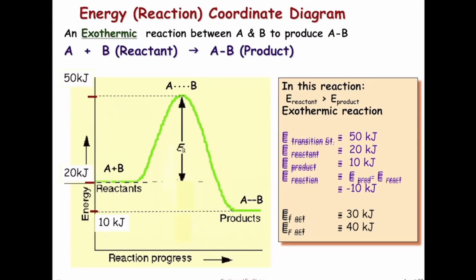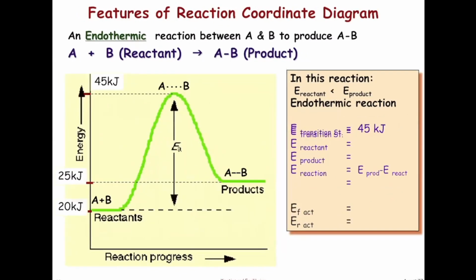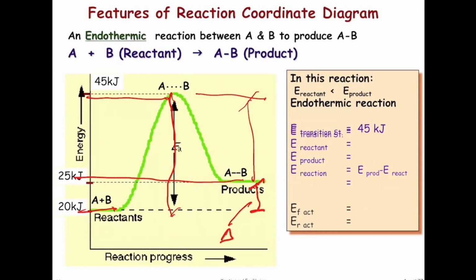Now for an endothermic reaction, this is an endothermic reaction. You should be able to figure out what is the transition state energy. That's this right here. What is the energy of the reactant? What is the energy of the product? What is the activation energy in the forward direction? What is the activation energy in the reverse direction? What is delta H of the reaction? You can just calculate these or read it off the scale. So 45 is the transition state.